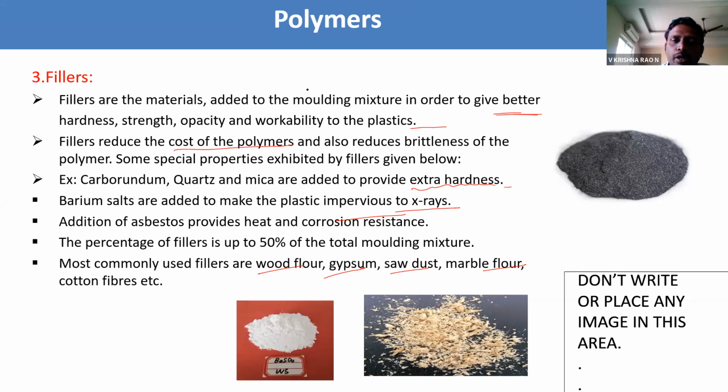Examples are carborundum, wazat, and mica, added to provide extra hardness. Barium salts are added to make the plastics impervious to X-rays. Addition of asbestos provides heat and corrosion resistance. Commonly used fillers are wood flour, gypsum, sawdust, marble flour, and cotton fibers, etc., which act as fillers in the compounding of plastics.